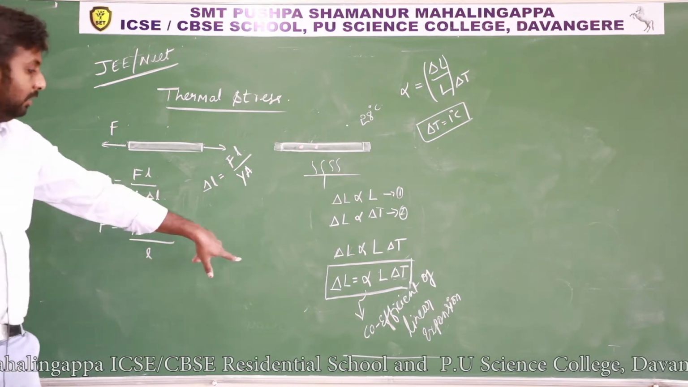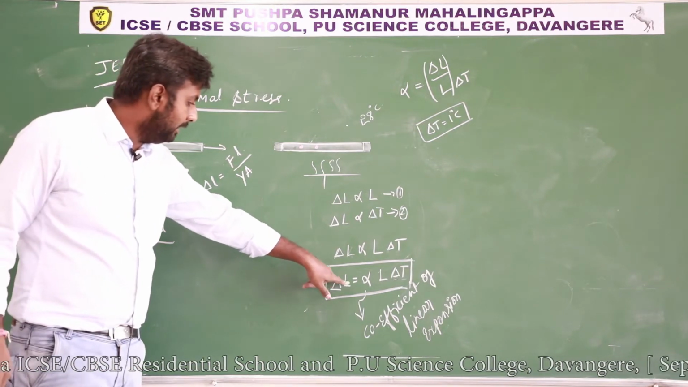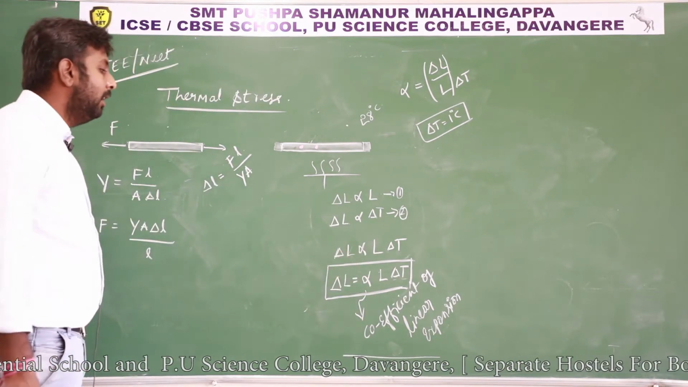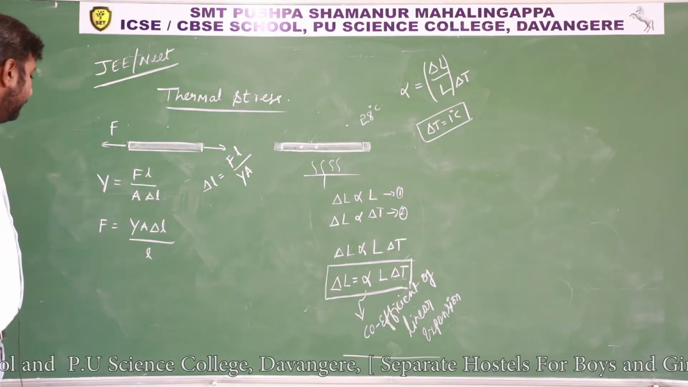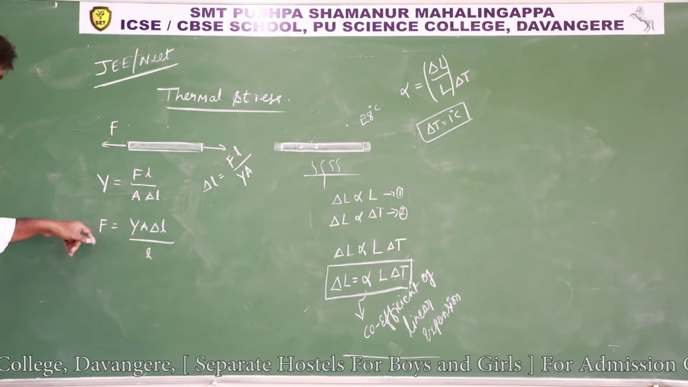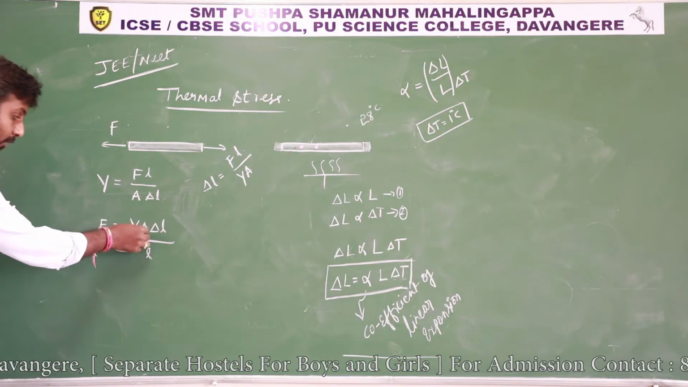Okay, so here delta L equals L alpha delta T, or alpha L into delta T, you can write. So here this is force. What type of force is this? This is force, and force by area.